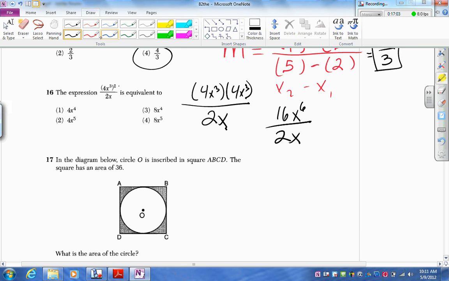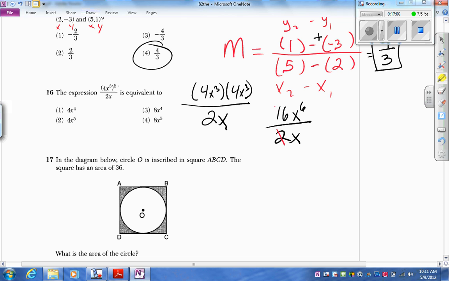And since 2 goes into 16 8 times, who has more x's, the numerator or the denominator? Hopefully you pick the numerator. How many more? It's got 5 more, so we'll make that a 5. So I end up with 8x to the 5th.